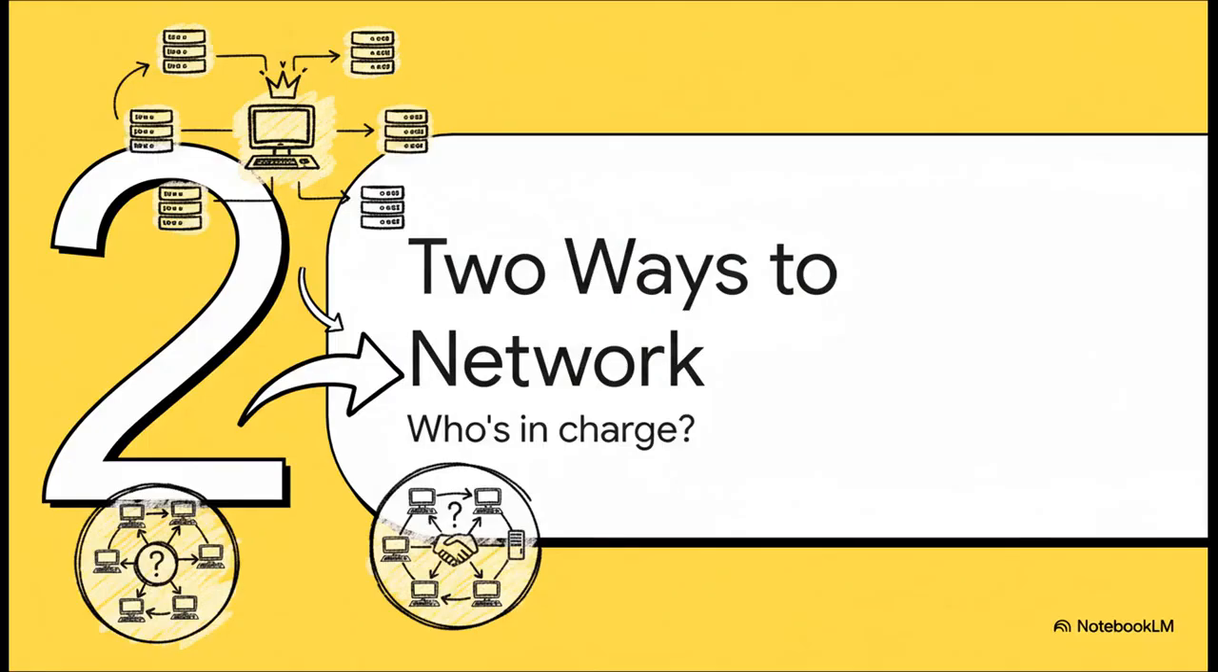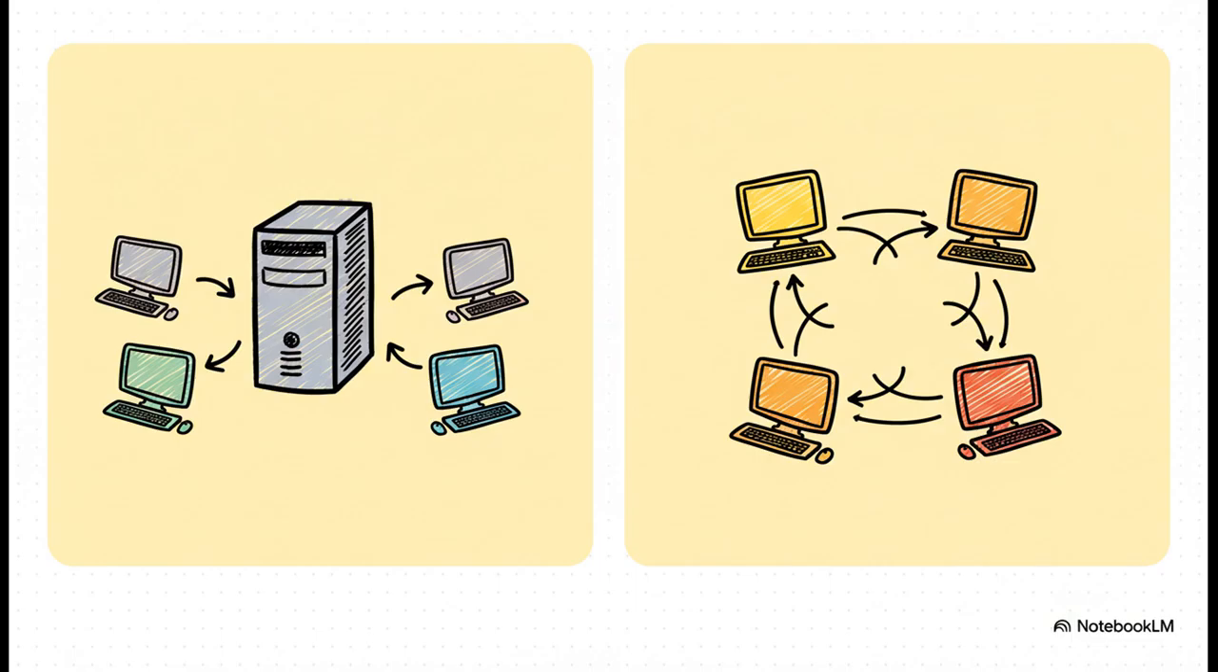Okay, so we've got our local network of devices all talking to each other. But how is it all organized? This really boils down to one crucial question. Who's in charge here? And that question leads us to two totally different ways of setting up a network. So on one side, you've got the client-server model. This is where one big central computer, the server, is the boss of everything. And on the other side, you've got the peer-to-peer model, where every single device is on an equal footing.